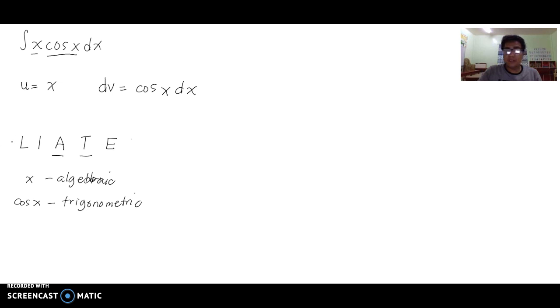The next problem in integration by parts, after assigning u and dv, is that we should know what is du by differentiating u, and we should also know v by integrating dv. So what is the derivative or differential of u? The derivative of x is dx. What is the integral of dv? So what is the integral of cosine x? The integral of cosine x is sine x.